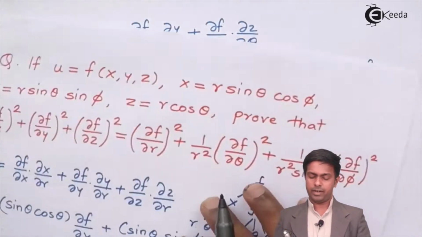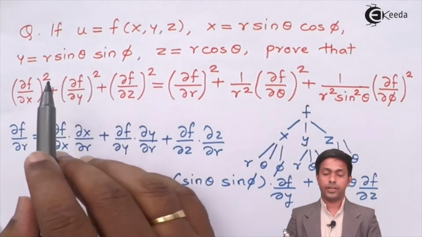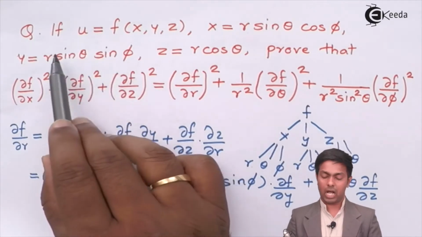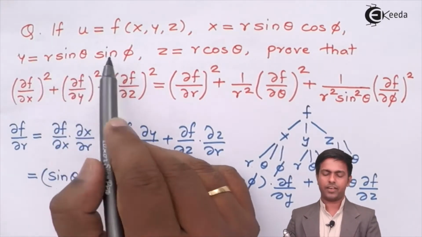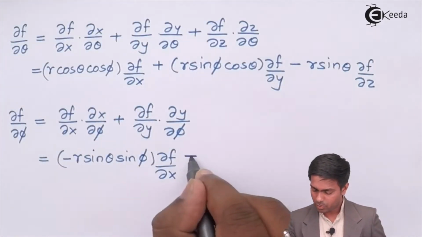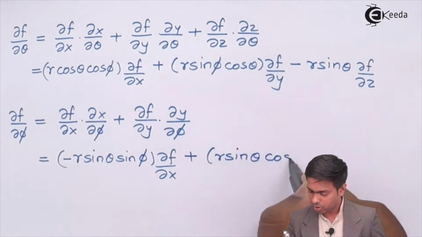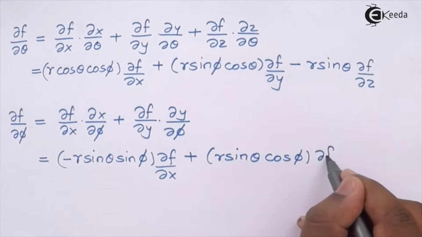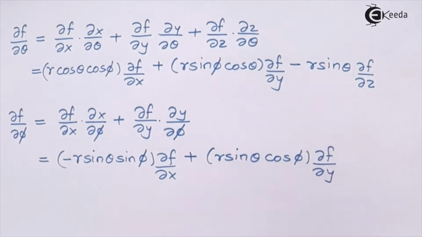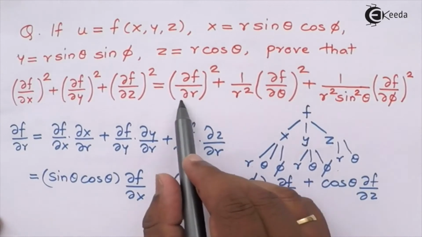Then del y by del phi. So here we'll differentiate this term with respect to phi. So r and sin theta are constant, the derivative of sin phi is cos phi. So this is positive r into sin theta into cos phi into del f by del y. So guys, now we got these three values.